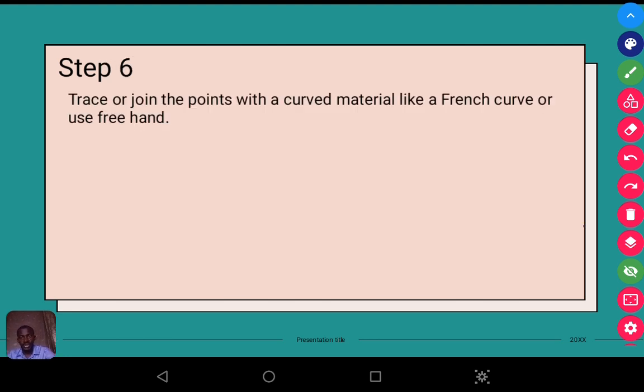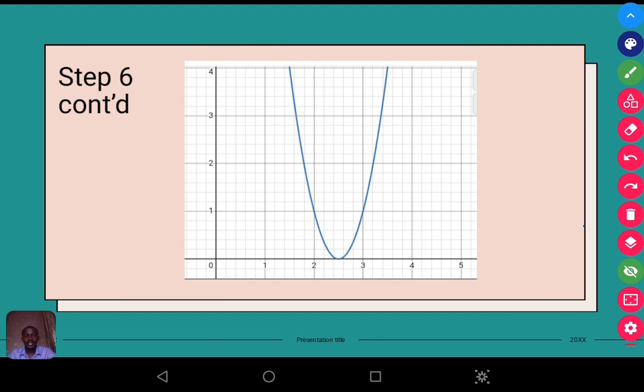So we trace those points using a French curve, or use your free hand. It's better to use freehand sketching, or better, you use a French curve, makes it neater. So this is what the graph is going to look like. As you can see, the graph is sitting on the x-axis. It's barely touching it. It goes down, touched it, and then rose again from it.